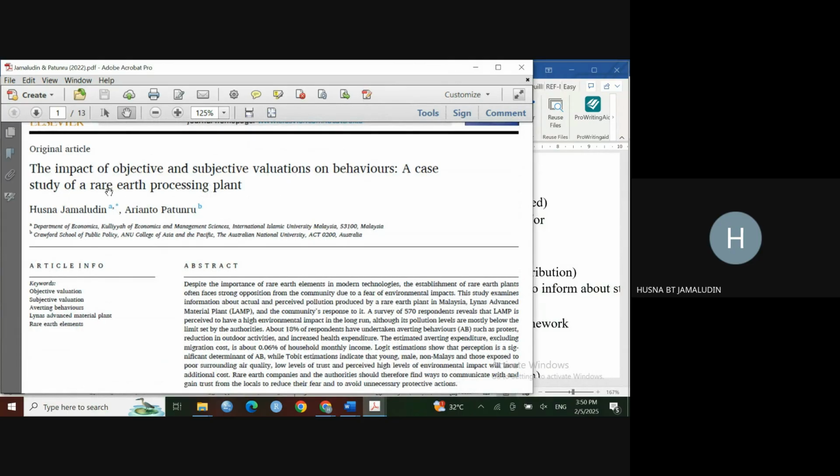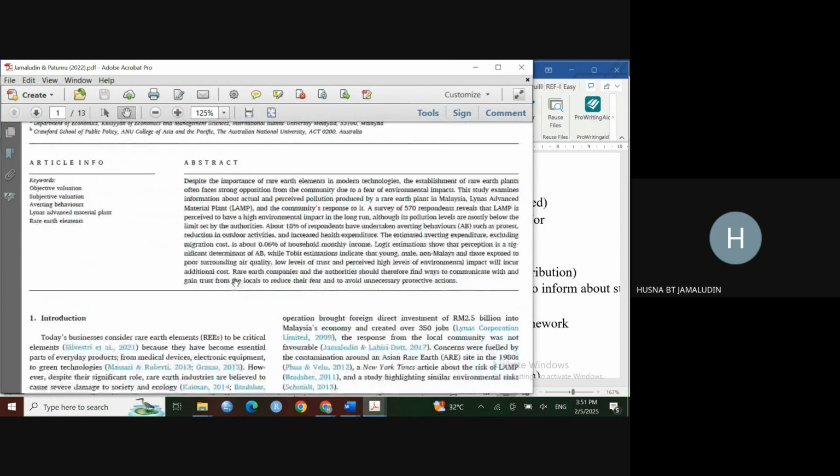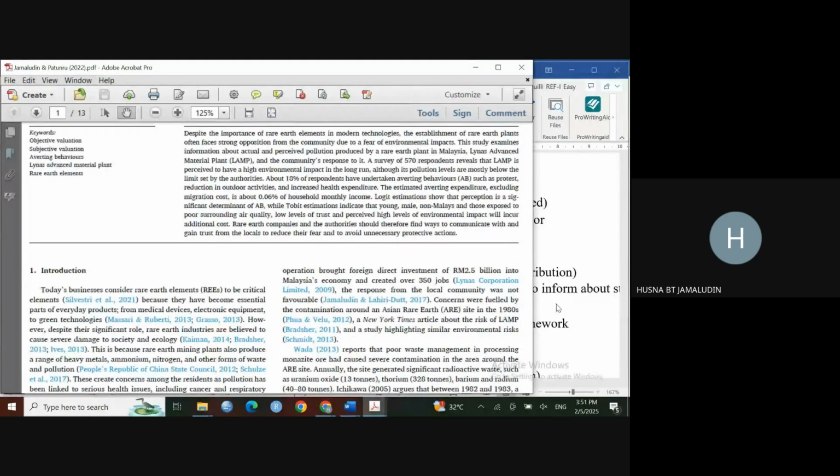Which is, remember, what I showed you about rare earth elements. So they also have a company to produce the rare earth element, and the company is subjected to many protests from the society. Okay, so when I want to study this company, of course I have to list down all the problems that are coming from this company. So that is the objective.